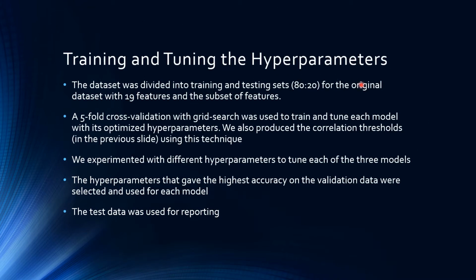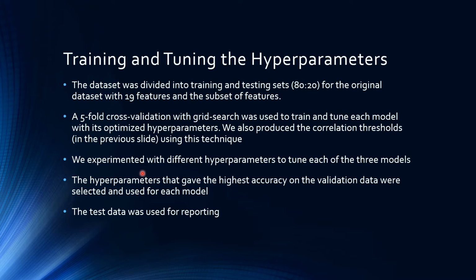Training and tuning the hyperparameters. This dataset was divided into training and testing sets in a ratio of 80:20 for the original dataset with the 19 features and a subset of features. A 5-fold cross-validation with the grid search was used to train and tune each model with its optimized hyperparameters. We also produced the correlation thresholds as we described earlier using this technique.